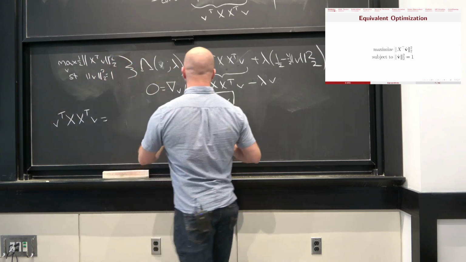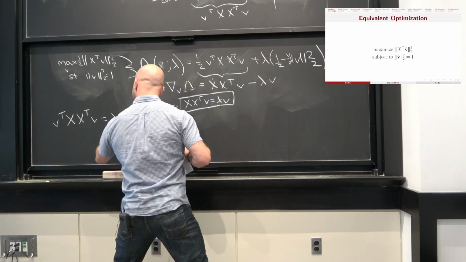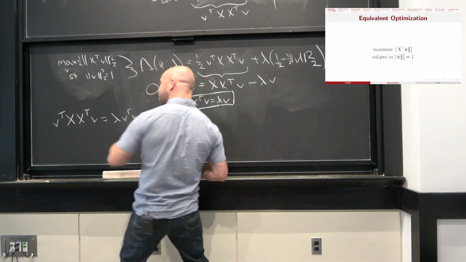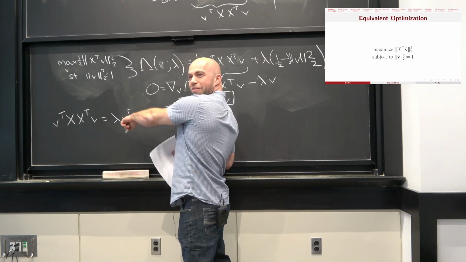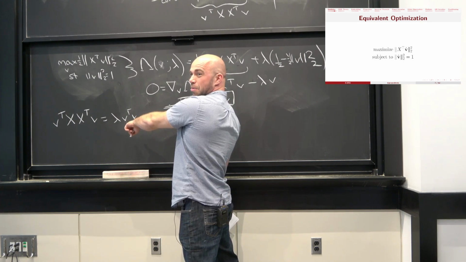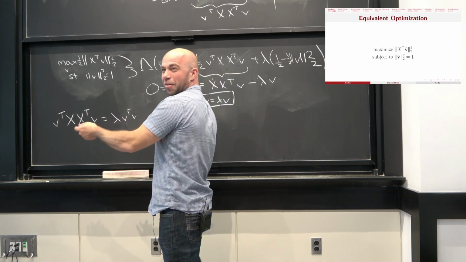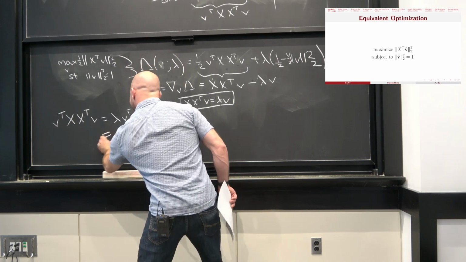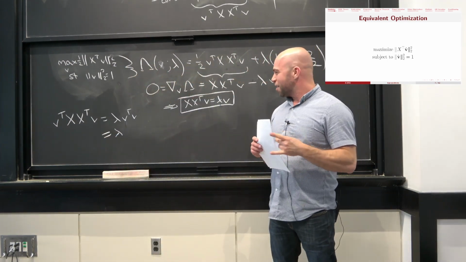And now, what do we know? We know that x transpose v is lambda v, right? So this is lambda v transpose v. And what is v transpose v? What's that? Axel's got it. A little louder for the people in the back of the room. It's kind of interesting. Yeah, so this is lambda. That's right.